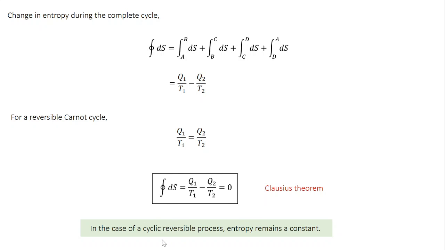So in the case of a cyclic reversible process, the entropy change is 0, or entropy remains a constant. This is known as Clausius theorem. So this is the mathematical explanation for the second law of thermodynamics.